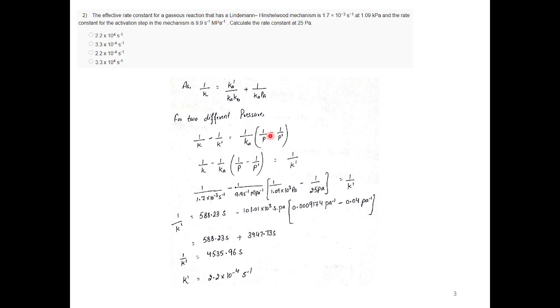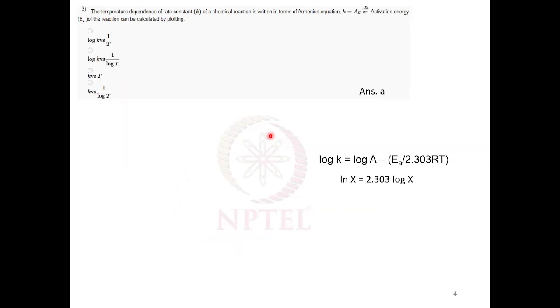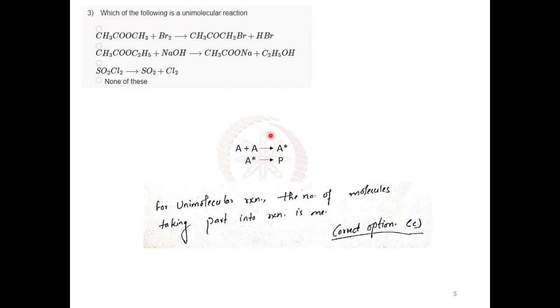Now coming to this, where you need to find out the activation energy, that can be calculated from this rate constant equation, k equals A e to the power minus Ea by RT. Yes, so ln value can be written as 2.303 log x. Now this is all about this unimolecular reaction, and in the unimolecular reaction you need to find out this rate constant value, which is the unimolecular reaction.